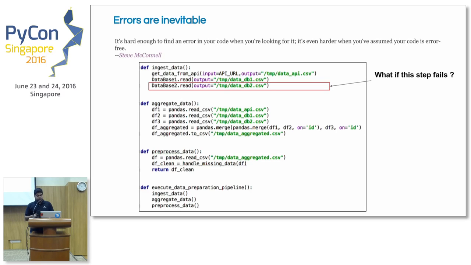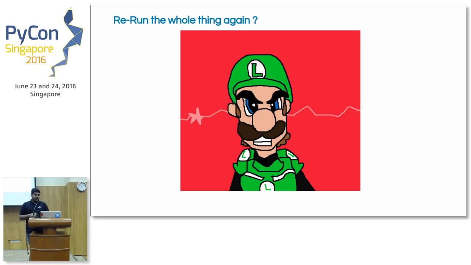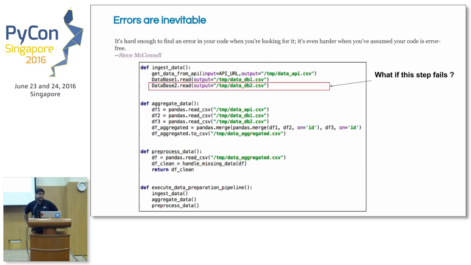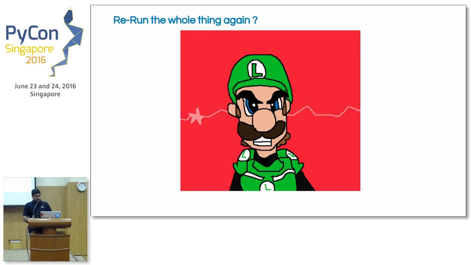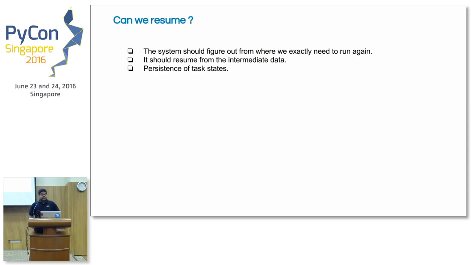The common thing that comes to my mind is I need to rerun again. Fair enough. But this is where people will be really pissed off, imagining, okay, I have already processed the data from the API, from database one, and again I have to do it again. So how do we handle this step? The question we ask is, can we resume? That means, can we start from exactly where it had stopped? For example, can the system figure out where exactly it needs to run again, and know where the intermediate step was after which it needs to process?